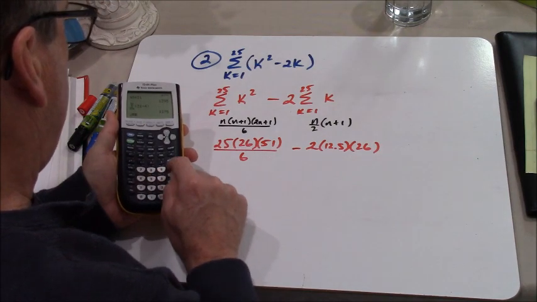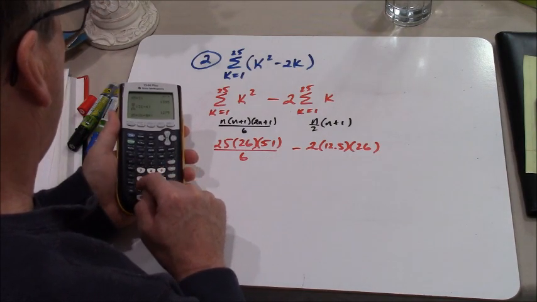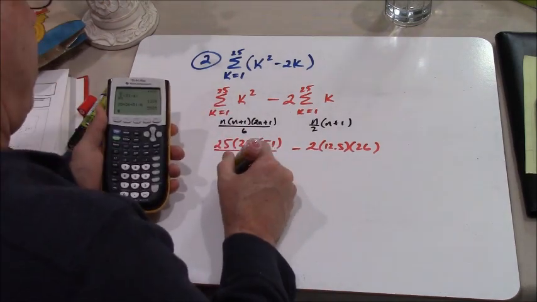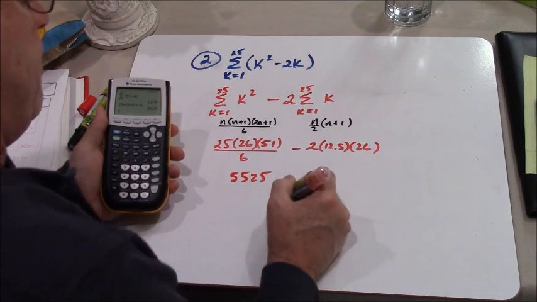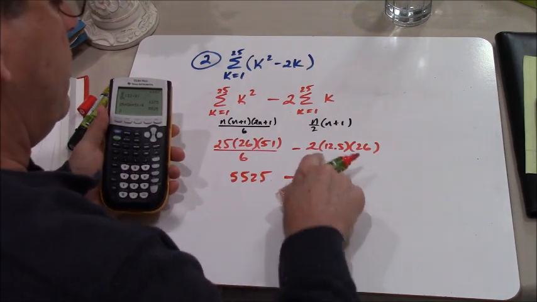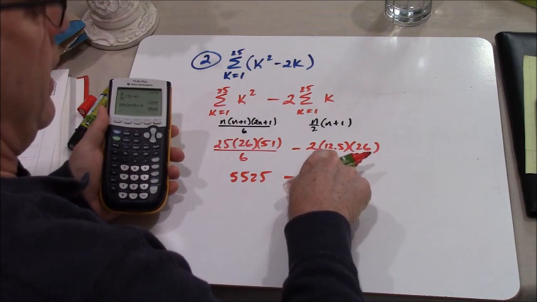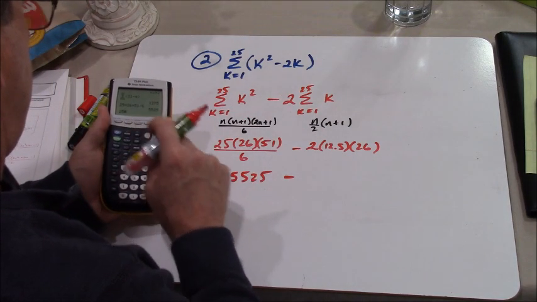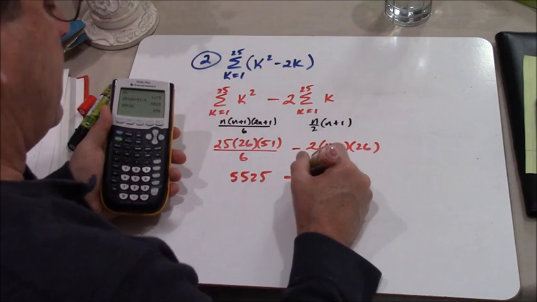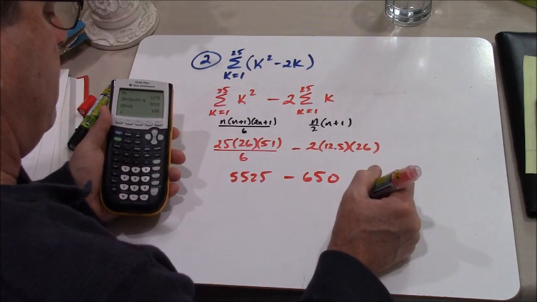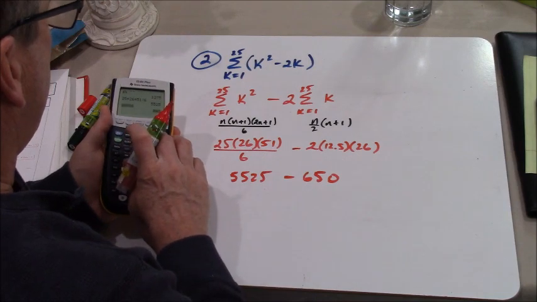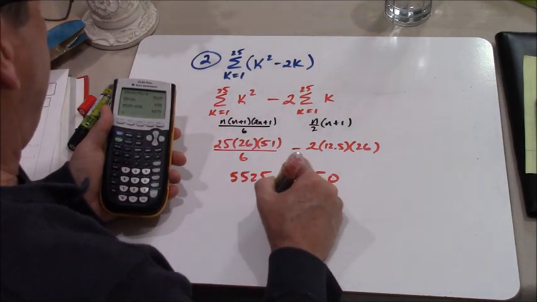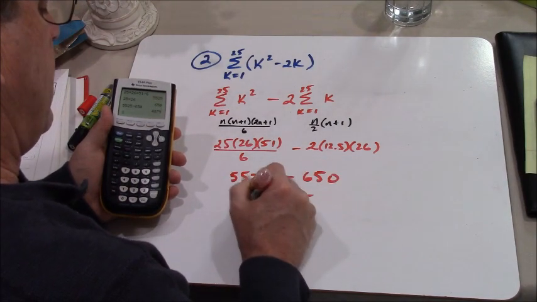And so now I grab the calculator. I've got 25 times 26 times 51 divided by 6. And that is 5,525 minus, here I've got 2 times 12.5, which would be 25 times 26. And I got 650. And so now we just need to subtract those. And I get 4,875. There's my answer.